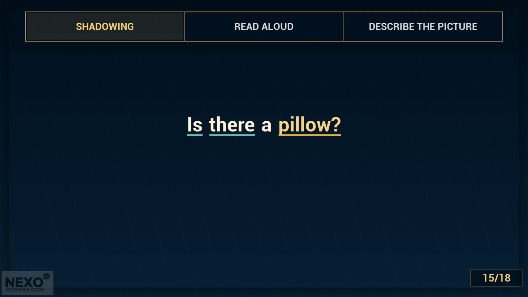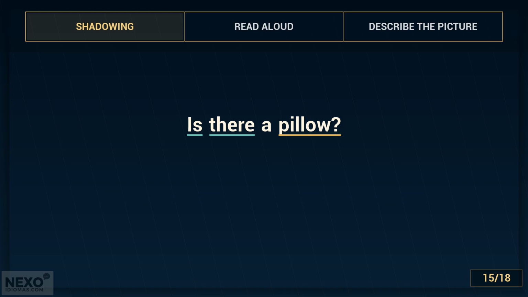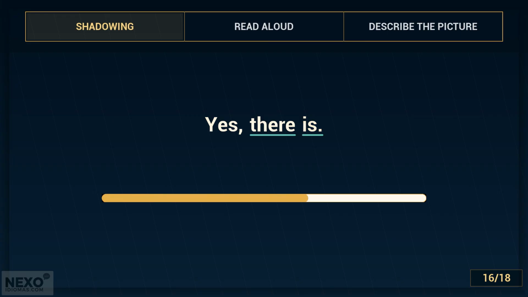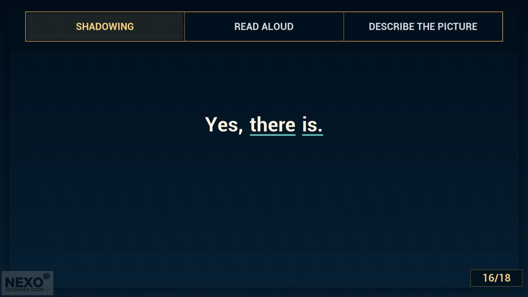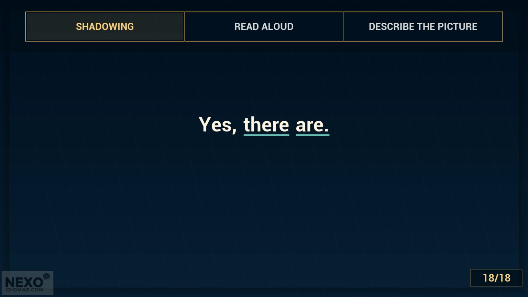Is there a pillow? Yes, there is. Are there 2 pillows? Yes, there are.